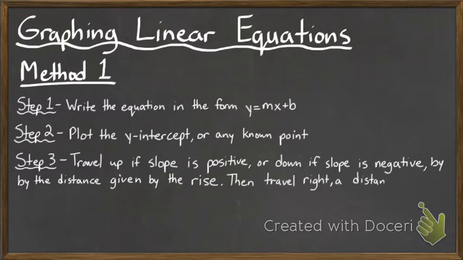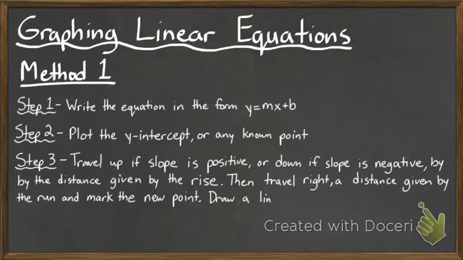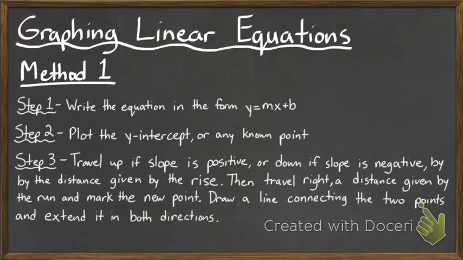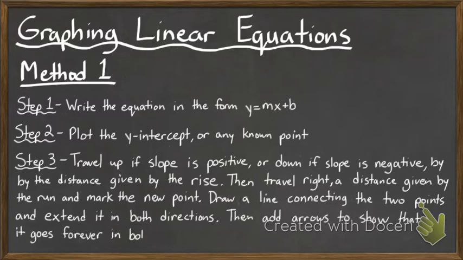Then you're going to travel right a distance given by the run, and then you're going to mark this new point. Once you have your 2 points, all you need is 2 points to draw a line, so you're going to connect these 2 points together and then extend it in both directions. You're almost done. Once you've extended it, then you're going to add arrows to both sides. This shows that it goes on forever in both directions. Because if you just have your 2 points connected by a line, this is just a line segment, and it'll show that it's not going to go on forever in both directions, unless that's what you want.